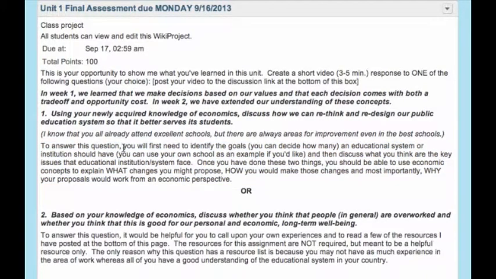Aster tells them what she wants. She wants a 3 to 5 minute video responding to this prompt about the educational system as it relates to market economy. But then she also, in her instructions, models for them the structure of their videos. You will first need to identify the goals of an educational system. Then you should discuss what you think are the key issues that educational institutions face.